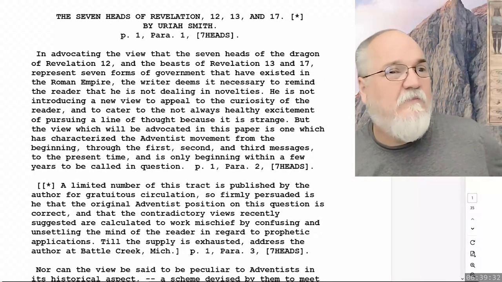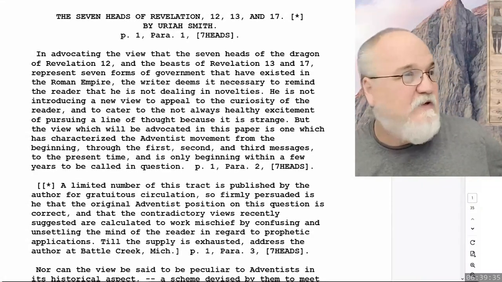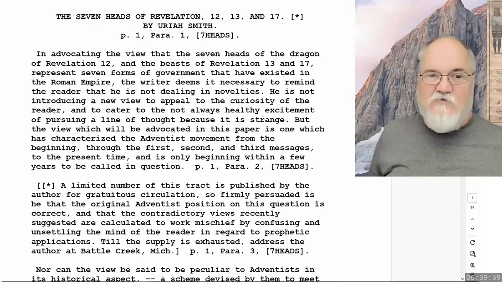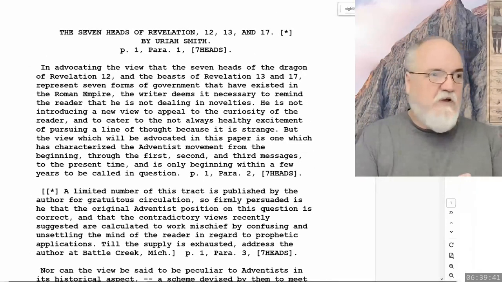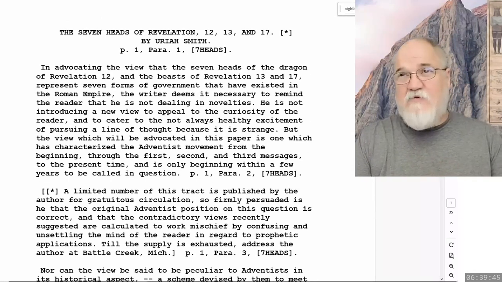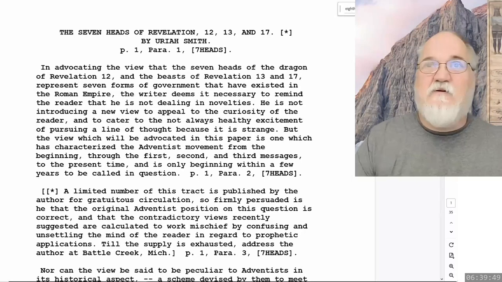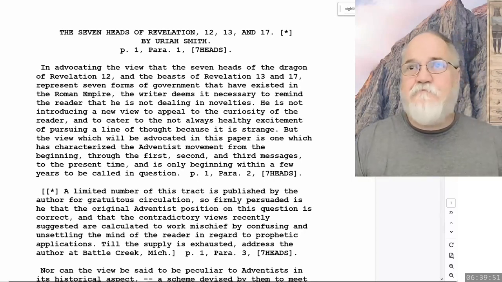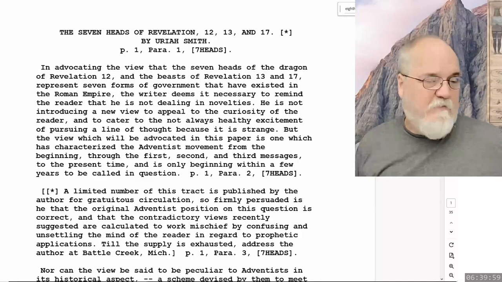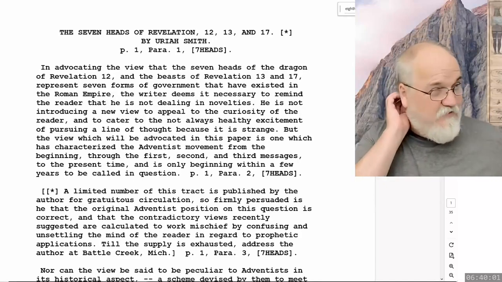So it is, how many pages? 35 pages. So I don't usually like to go through and read really, really long papers. But I haven't gone through it enough to say, here's what we should just read. So I will send this out to people so people can read the whole thing. I'm not going to go through the whole thing.